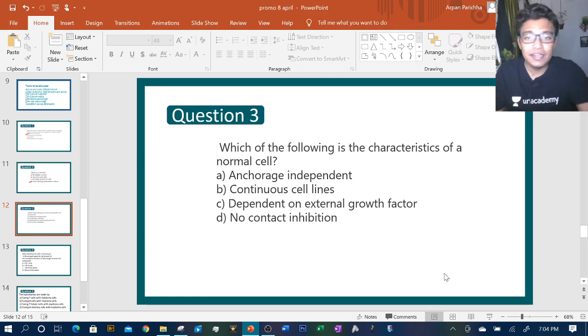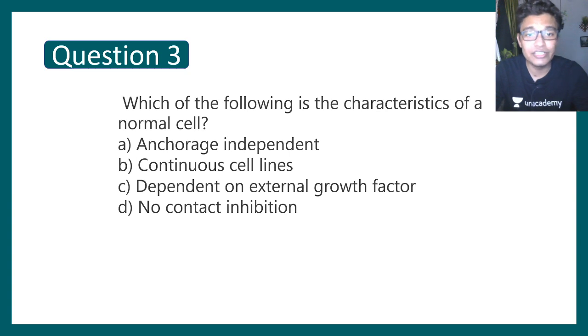Okay. Then there is a question which says, which of the following is a characteristic of a normal cell? Encourage independent, continuous cell line, dependent on external growth factor, no contact inhibition. So let me tell you, the correct option here would be dependent on external growth factors, because other characteristics such as continuous cell line, no contact inhibition, anchorage independence, these are characteristics of cancer cell lines, not a normal cell line. So option C would be correct.